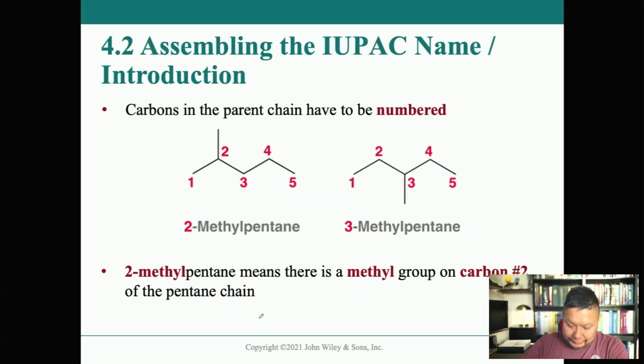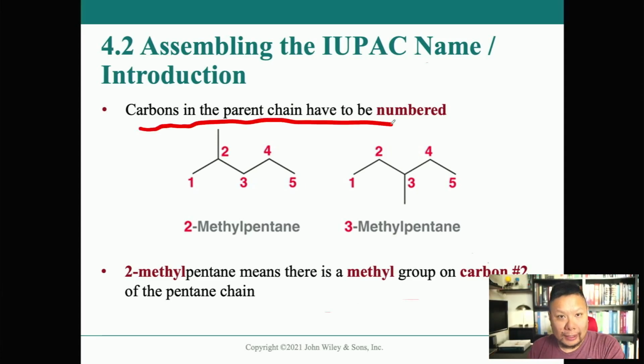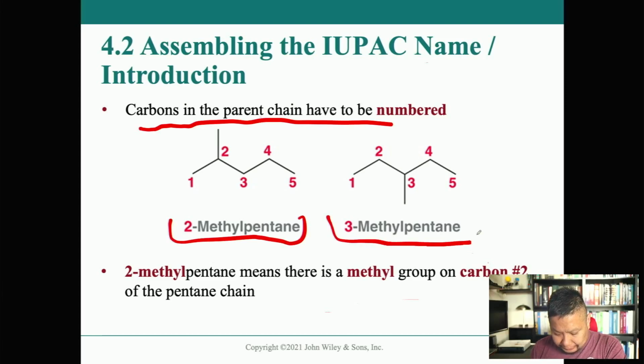All right, so assembling the IUPAC name and the introduction. I guess in this part we're about to put it all together, everything we just learned. Carbons in the parent chain have been numbered. So we have 2 examples here. We have 2-methylpentane here and 3-methylpentane here.